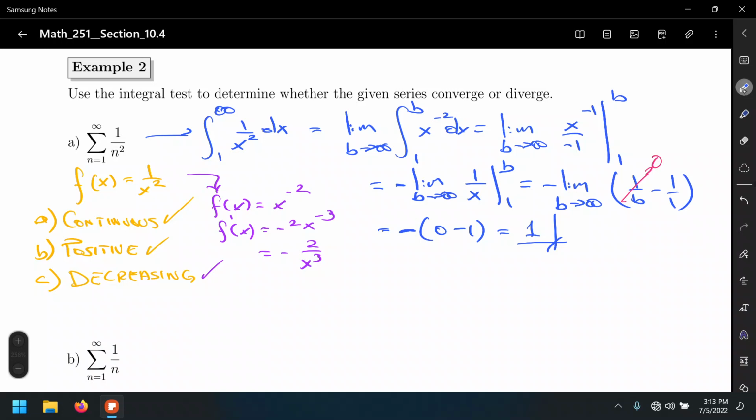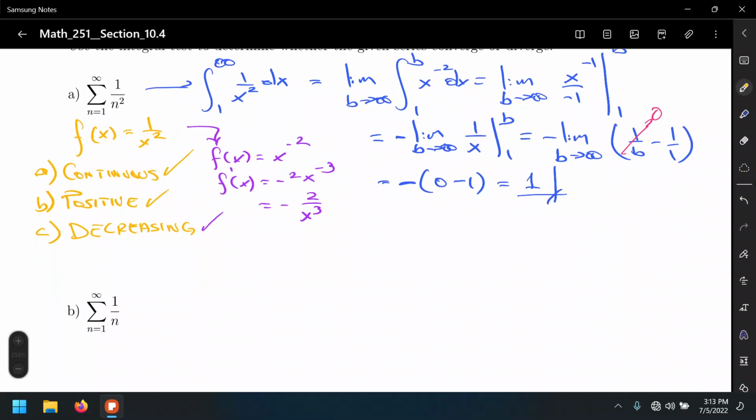So in this case, as a final conclusion, the integral converges, therefore the series diverges. Oh, wait a minute, no, converges also. All right, so we have convergence in this case.